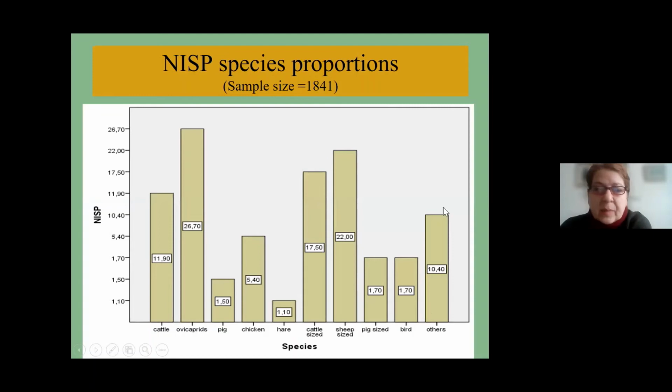So here is my NISP graph, and as you can see, again, sheep and goat, always there, never going down at all. The most common animals consumed are sheep and goat. Cattle is clearly high also, but we don't have the pig. What we have instead is chicken. Is this what I was searching for? The preferences for specific animals?